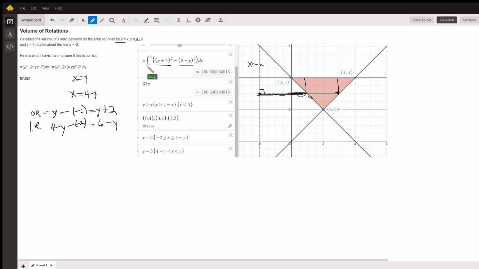So we've got pi times the definite integral from 2 to 4 of the outer radius squared minus the inner radius squared. If you square this binomial, do the subtraction, and then find the antiderivative, I'm not going to go through that. You should get 32 pi, which matches what I have here using the definite integral operator on the Desmos online graphing calculator. Okay, hope that helped, and there you go.